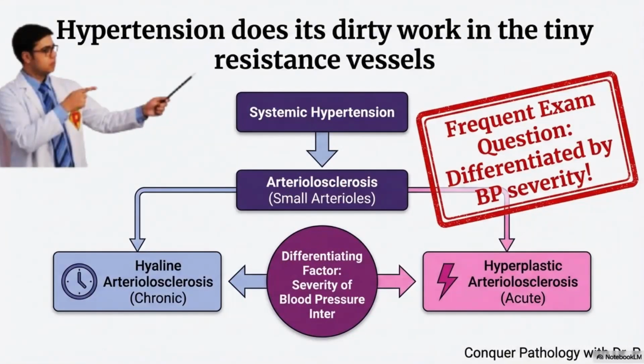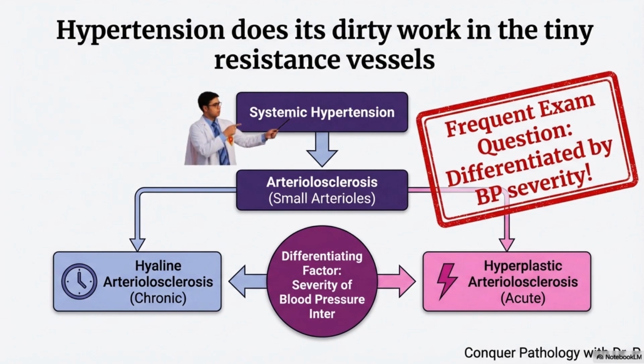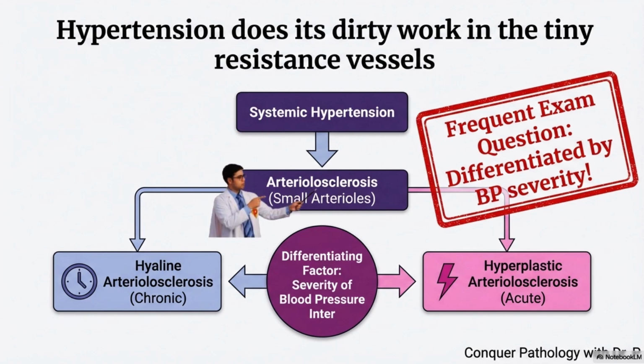Look right at the top. Hypertension does its dirty work in the tiny resistance vessels. When we have systemic hypertension, it leads directly to arteriolosclerosis, which specifically affects the small arterioles.